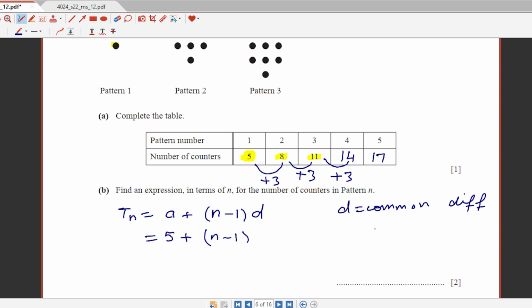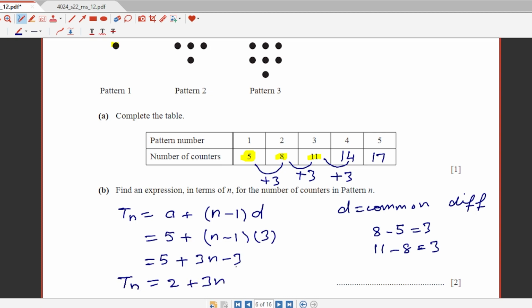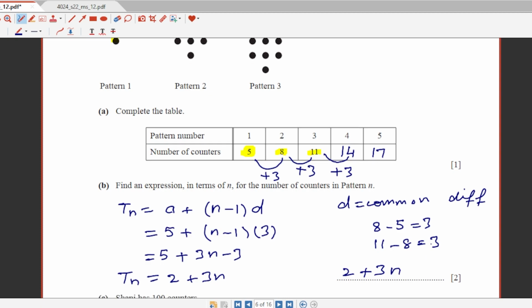We can find this common difference by subtracting a term from the next term, that is 8 minus 5 is 3, or 11 minus 8 is also 3. This is a constant number that is added to every term, so we place 3 over here. 5 plus 3n minus 3. 5 minus 3 is 2. 2 plus 3n. The expression for the nth term is 2 plus 3n.